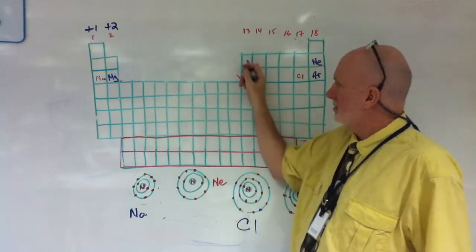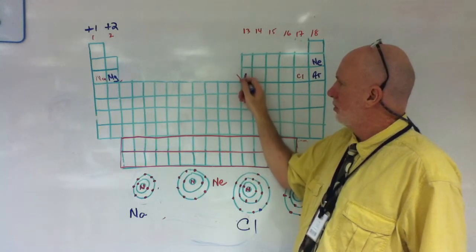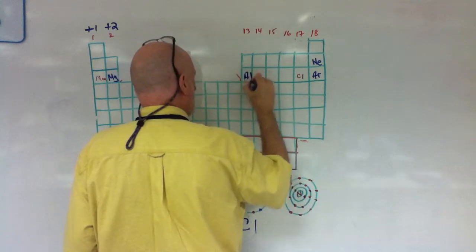What's this? What element is right there? Boron is above it, and this is aluminum.